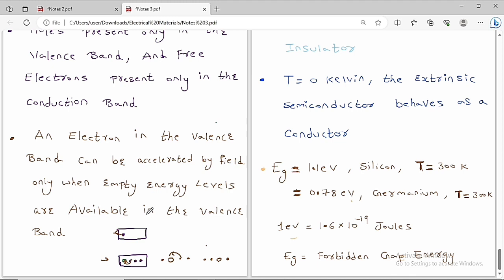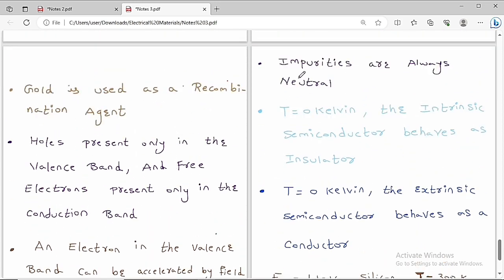An electron in the valence band can be accelerated by the electric field only when empty energy levels are available in the valence band. If the empty energy levels, the holes or the vacancies, are available in the valence band, then only the electrons in the valence band will be accelerated by the electric field. Otherwise, if there are no empty energy levels or no holes available in the valence band, and you give the electric field, the electrons in the valence band will never accelerate. Okay. So, impurities are always neutral.